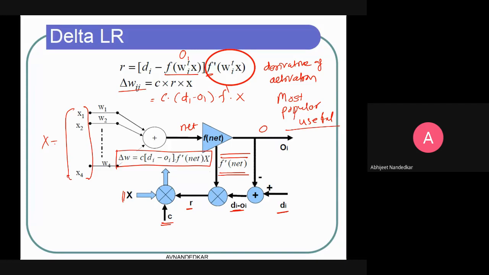Now compare with the earlier one. The change in weight is equal to c into d i minus o i into x, which is the perceptron. The only term which is getting multiplied is this new term f dash. Now how this is obtained, or why this f dash is coming into the picture, that we are going to see.